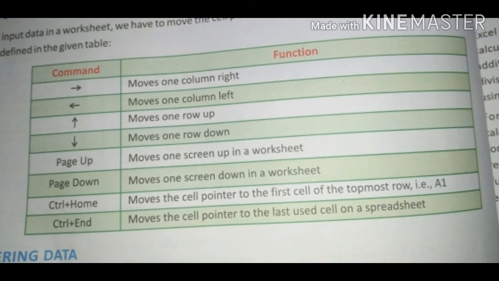Control plus Home moves the cell pointer to the first cell of the topmost row. Next one is Control plus End, which moves the cell pointer to the last used cell on a spreadsheet. Those are the Microsoft keyboard keys that we can use to move around the spreadsheet.